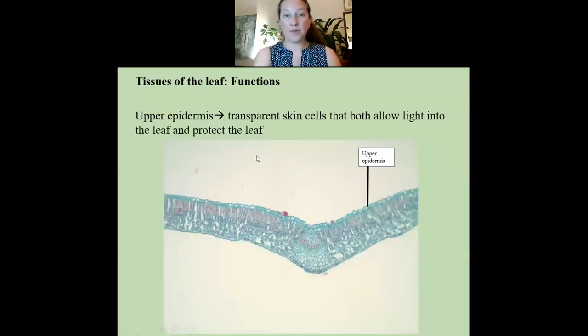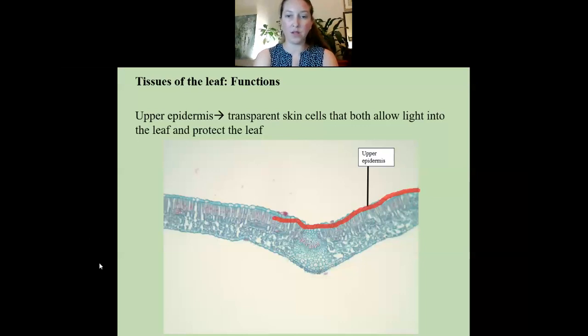The upper epidermis, so this is a cross-section through a leaf looking at it under the microscope slide. This is a real leaf as versus just a drawing. And the upper epidermis is one layer. So we talked about epidermis during the stem lab, right? The upper epidermis is one layer. So you could see one cell layer, and it's transparent. So it allows sunlight to enter the leaf.